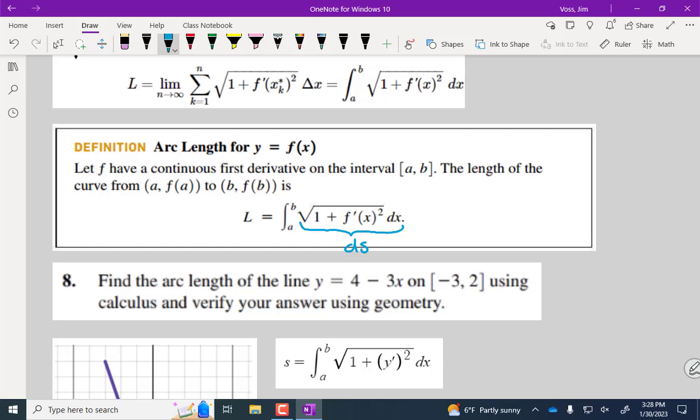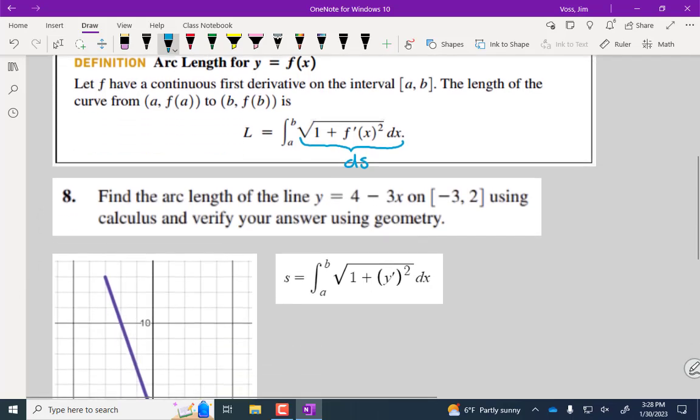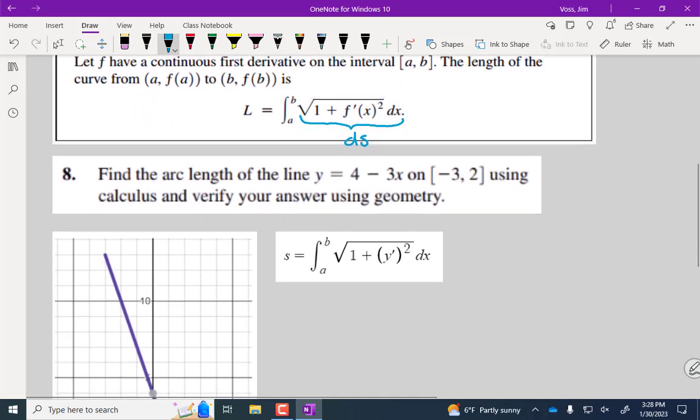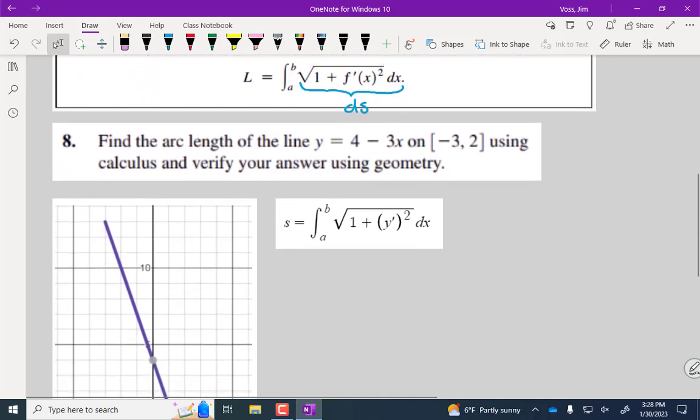So let's try one. So here we're going to start with a line segment. Obviously, we could find the length of a line segment just by using Pythagorean theorem or distance formula, but we always start with examples that you could do a different way. And then, of course, we'll get to problems where you couldn't do it a different way. So here's our generic formula. S is equal to that integral of ds. And ds is the square root of 1 plus y prime squared dx.